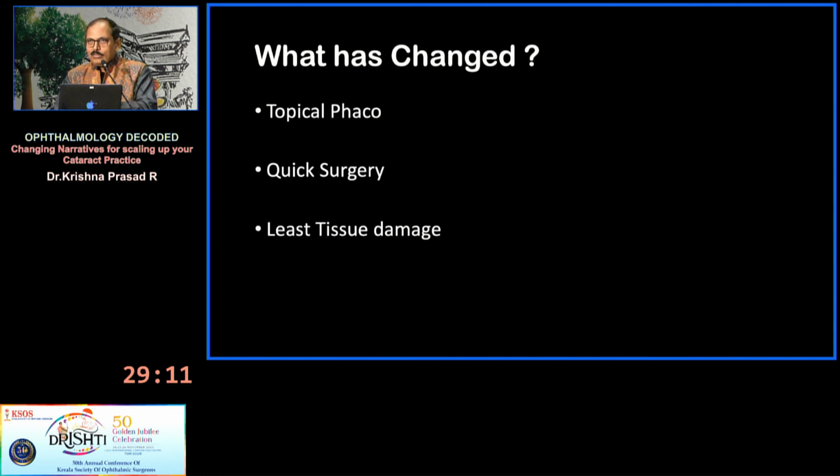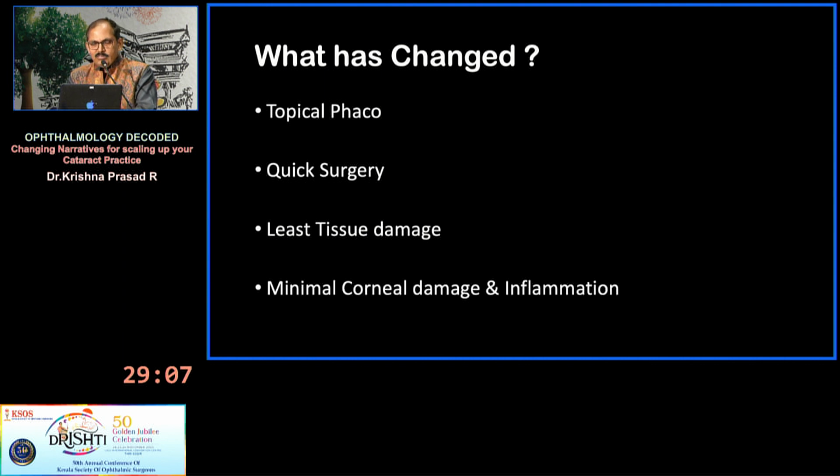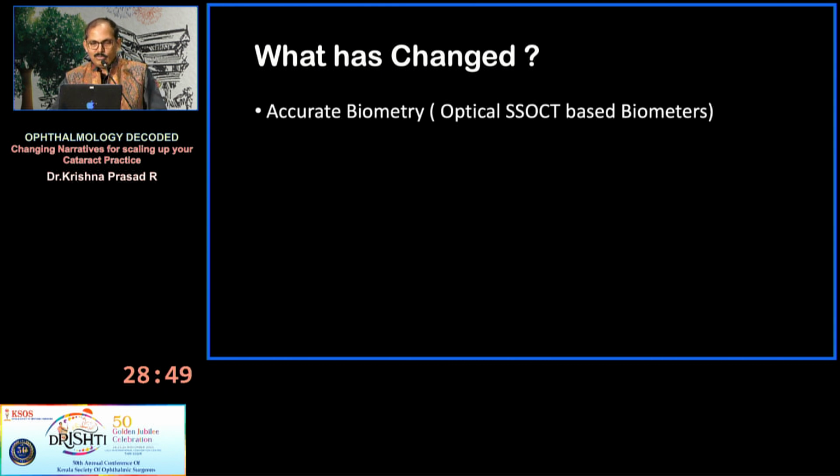We just enter the clear cornea and we just finish off the surgery. We don't touch the iris. So there's very minimal corneal damage because we don't get the nucleus into the AC and take it out. We just break it up. At the same time, we don't touch the iris, and it is a shorter surgery. So we always have very minimal inflammation, which means we don't have to use too much post-operative steroids.